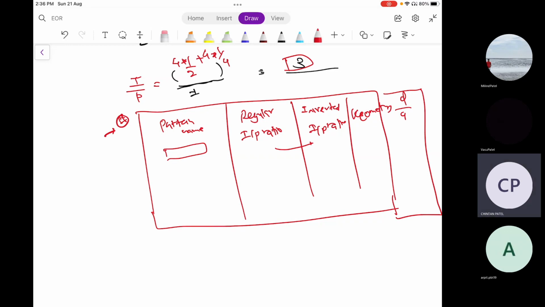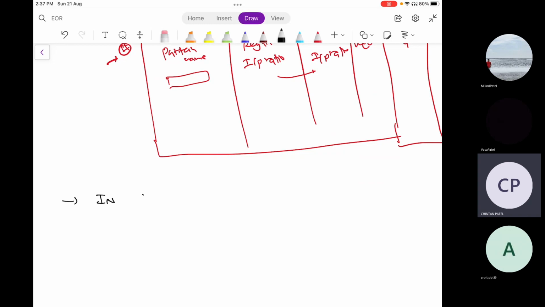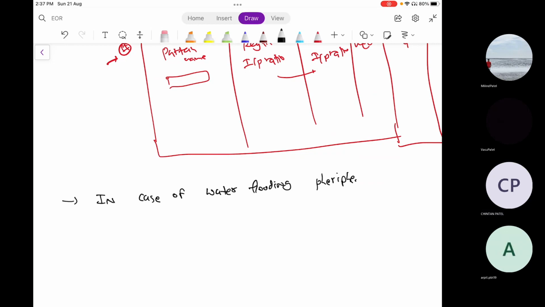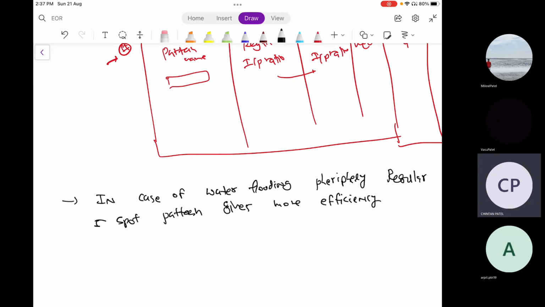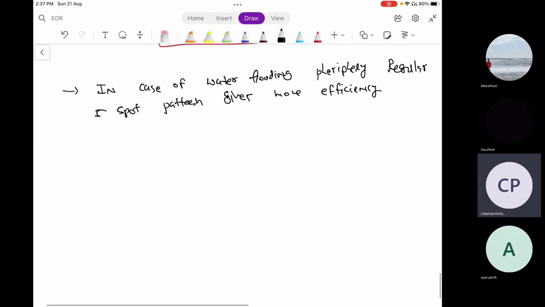So this is the pattern flooding, and remember, usually we use the periphery five spot pattern, regular pattern. Okay, the periphery regular five spot pattern is the best for efficiency in terms of water flooding. So you have to remember this. There is no substitution. So in case of water flooding, okay. So this is the pattern flooding. Any question in this pattern flooding? No, sir. Okay, so now we will start with reservoir heterogeneity.